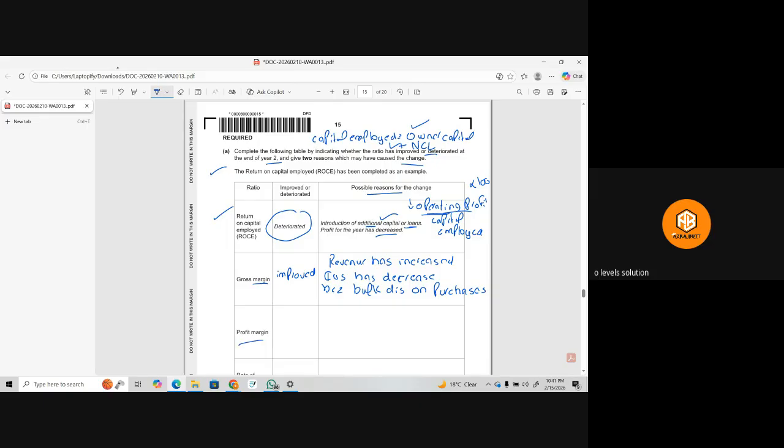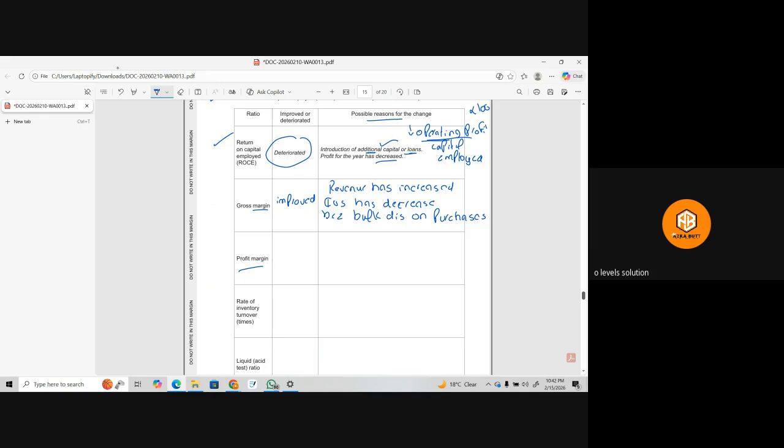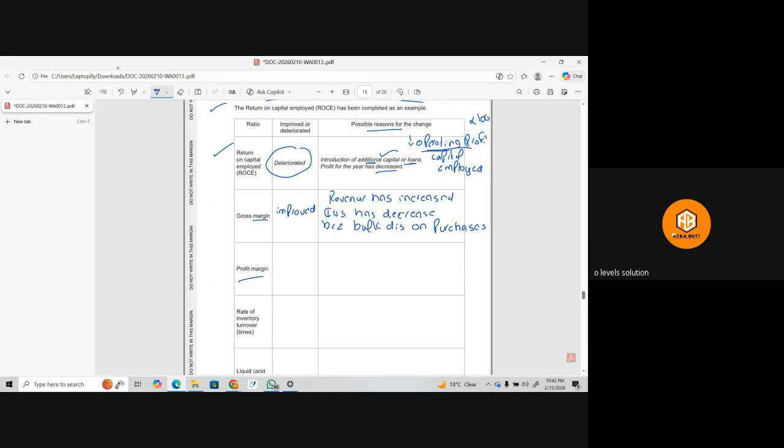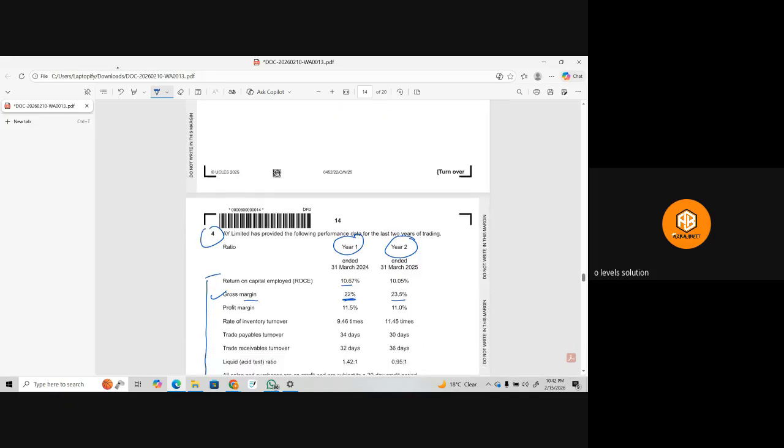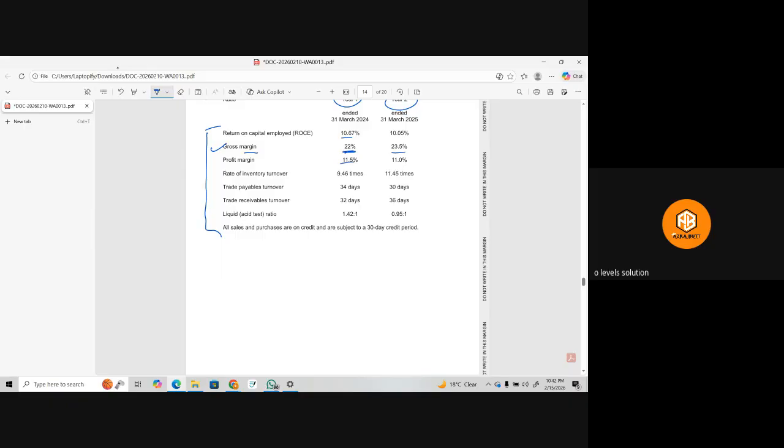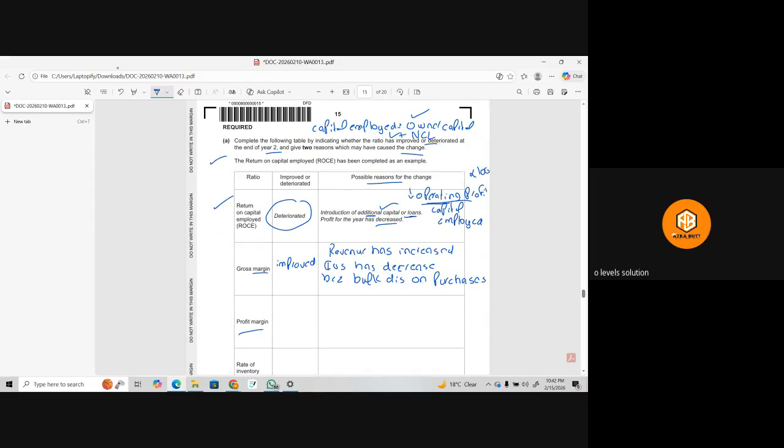Then we have the profit margin. Profit margin means the percentage of the profit on your revenue. It is really clear whether it is increasing or decreasing, so let's see. Yes, as you can see, this is 11.5, this is 11.0. So it has deteriorated.